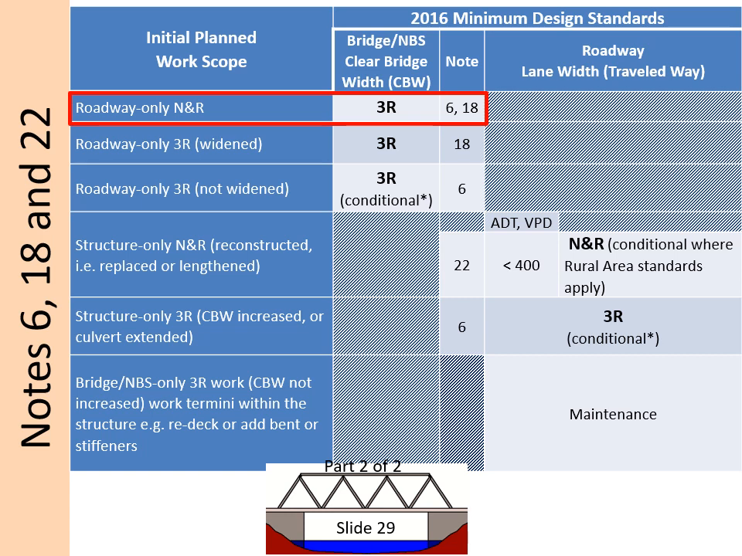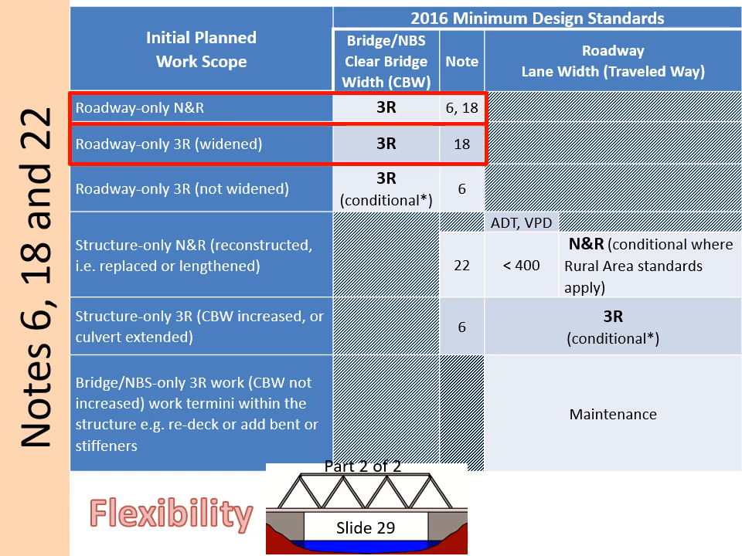However, if there is a significant crash history related to clear bridge width, a safety improvement to widen the bridge should be considered. And if there is a need to widen the bridge, it may be cost-effective to just replace it. There is flexibility in the 2016 standards, but along with that comes responsibility to do a good job analyzing the situation in the pre-construction phase.